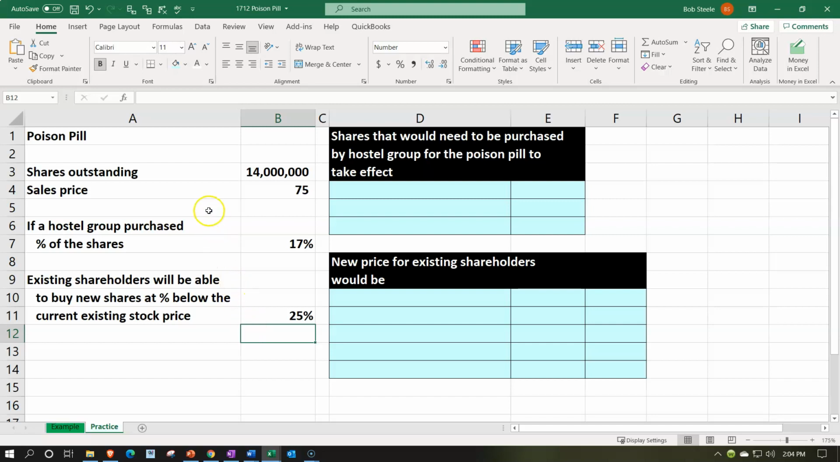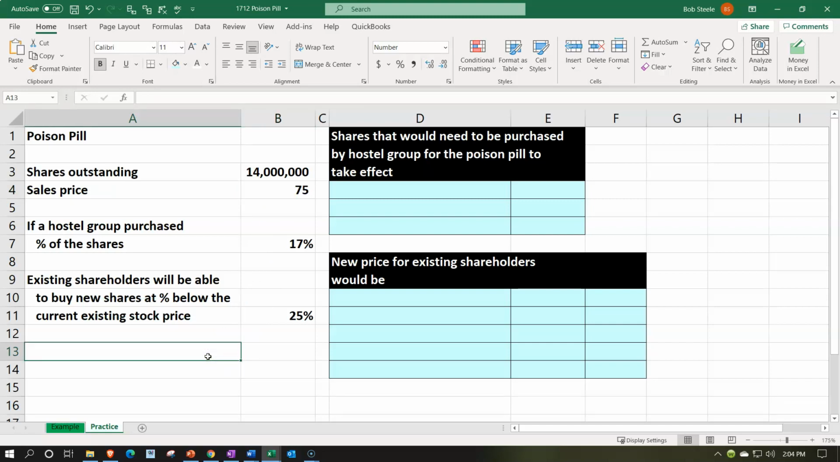So here's what we have. We've got the shares outstanding, 14 million. The sales price we're saying is $75 per share. We're going to imagine a hostile group purchases some percentage of the shares. So if a group purchases 17%, then the poison pill takes effect, and that's going to mean that this will automatically happen.